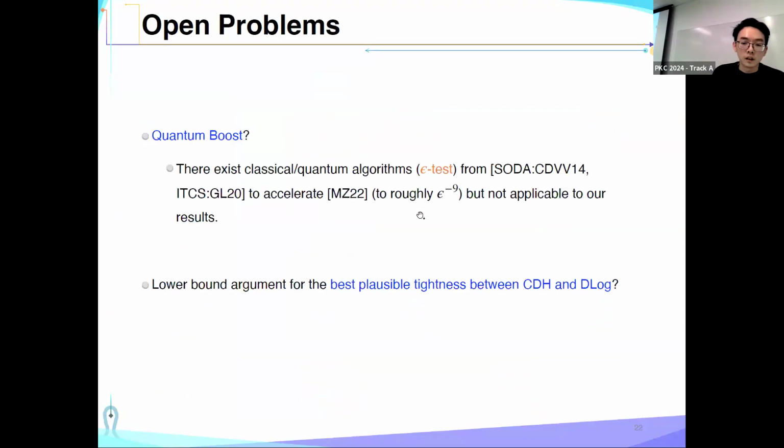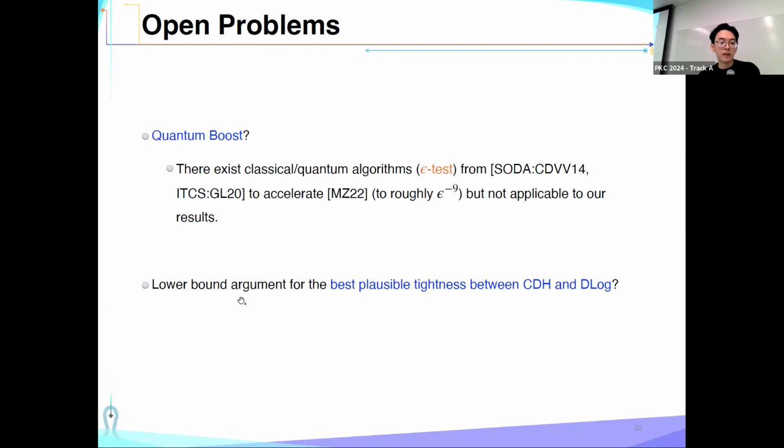So it's also possible to use a distinguishing algorithm from statistical theory, like in the SODA paper or ITCS paper, to accelerate the Montgomery and Gentry paper, but this can only improve to epsilon to the -9. But this approach is not applicable to our results. So still we don't know if this result can be improved further by using some quantum algorithms.